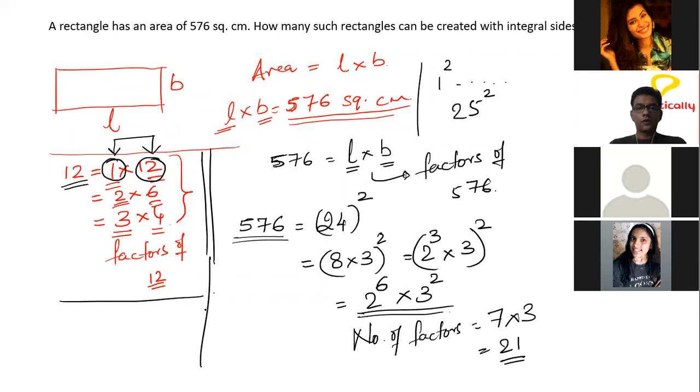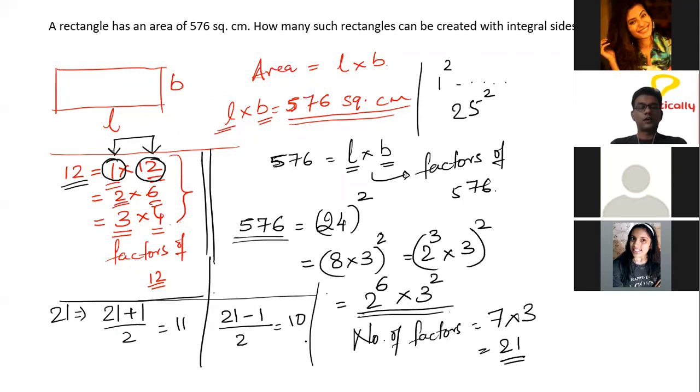Now, if you have 21 factors with you, how many times can you pick two values? You can pick two values either 11 times or 10 times. And that's where I can create either 11 rectangles or 10 rectangles.